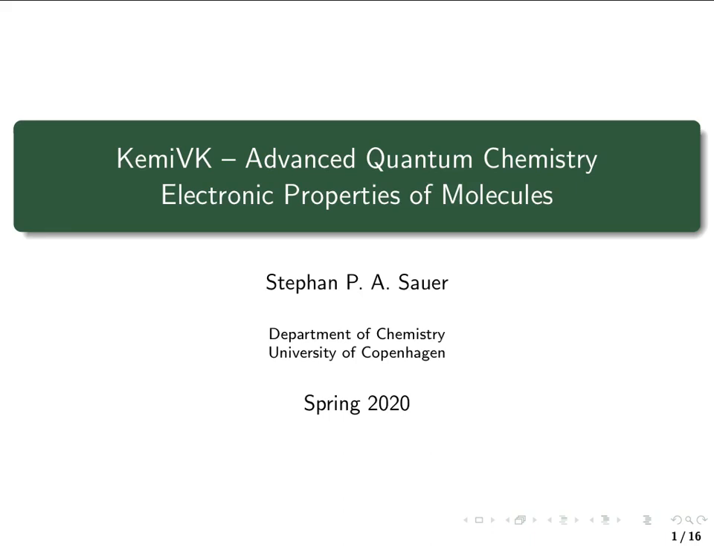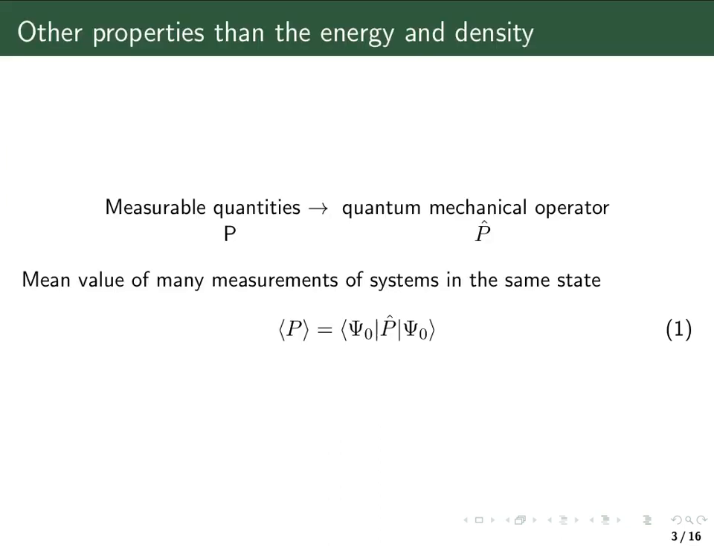Welcome to Advanced Quantum Chemistry and my first lecture on electronic properties of molecules. So far we have only talked about the calculation of energies, ground state energies. They are of course important for determining, for example, the geometry of a molecule or the geometry of a transition state, and therefore describing chemical reactions which proceed on the ground state potential energy surface of a molecule.